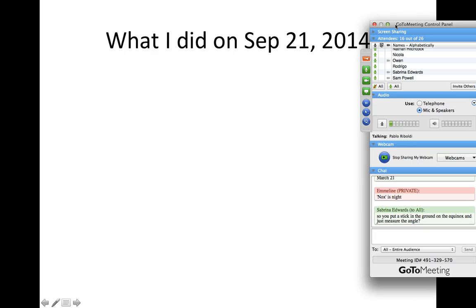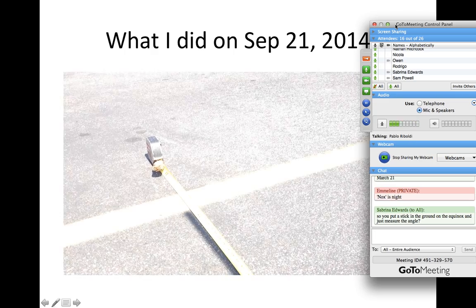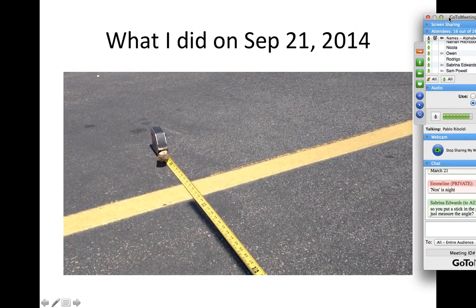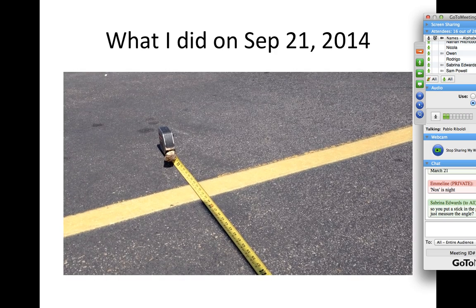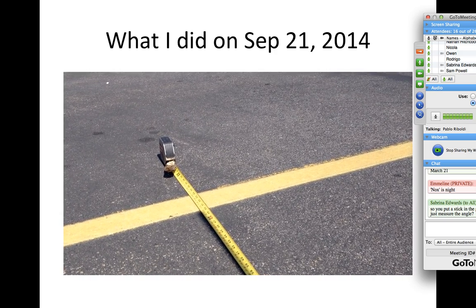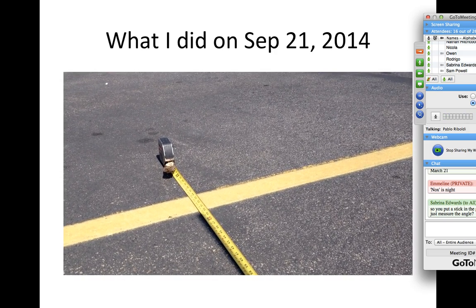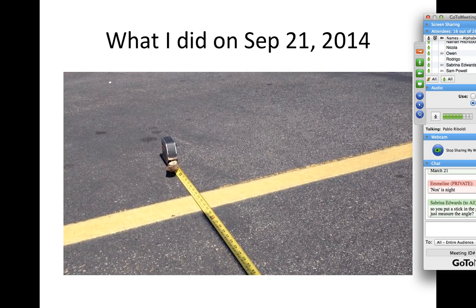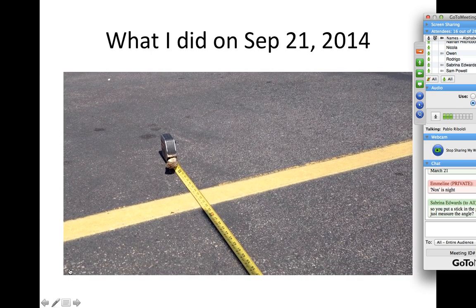Okay, let's see that again. Right, so the shadow is right there on the ruler, and I'm checking. So it's 49 inches and a quarter.